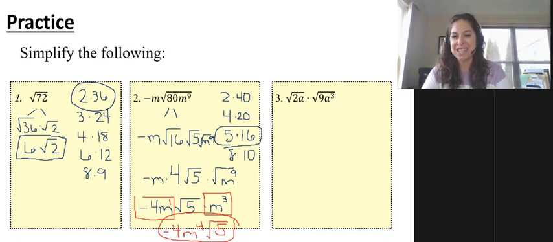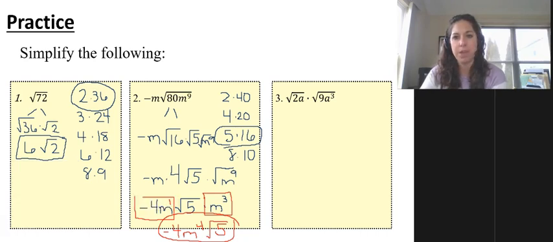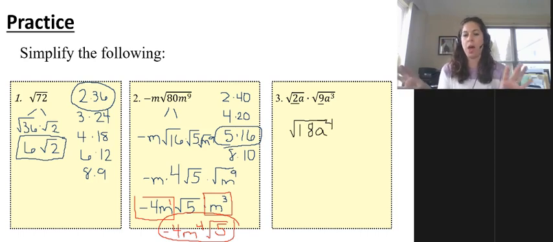All right, last example for this part, square root of 2a times the square root of 9a to the 3rd. Let's go ahead and multiply to get one radical, and then we'll break it up. So I'm going to multiply my coefficients. So I'm going to get square root of 18, and then a times a to the 3rd, a to the 4th. So remember, when you multiply radicals, you can put it under one radicand. It's the same thing. I'm just writing it in a different form.